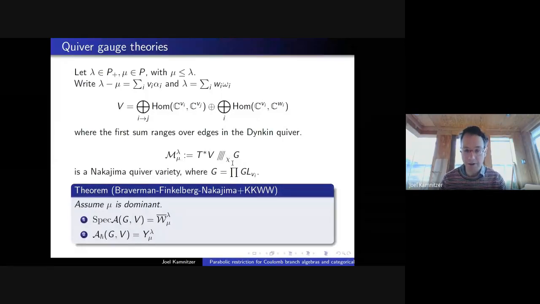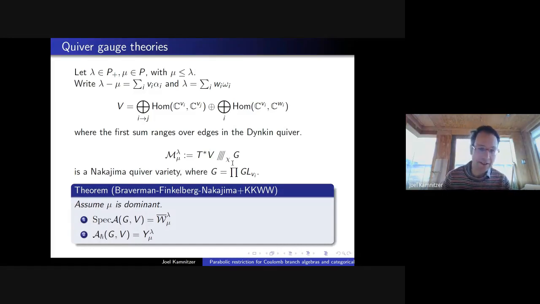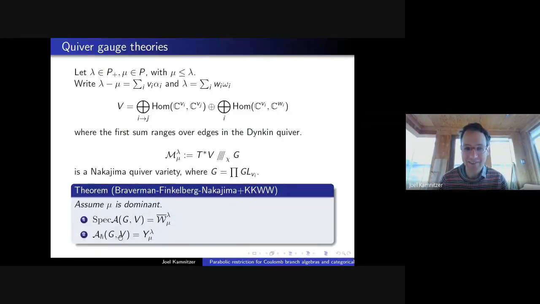Now I'm going to do the Coulomb branch. So instead of doing this, I can do this much more complicated thing, involving looking at the affine Grassmannian of G and this vector bundle and so on, forming this funny algebra A. Then there's a theorem of Braverman-Finkelberg-Nakajima, with the second part proven also, in an appendix where there were more authors.